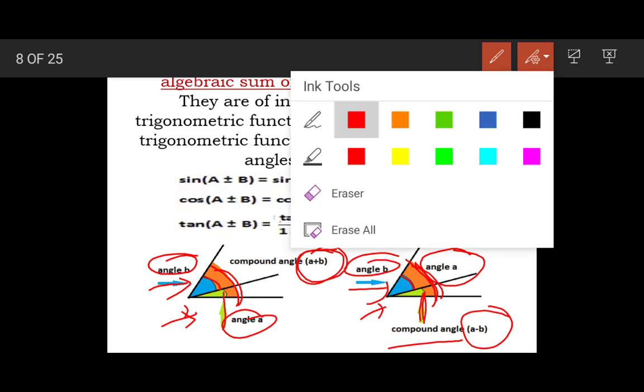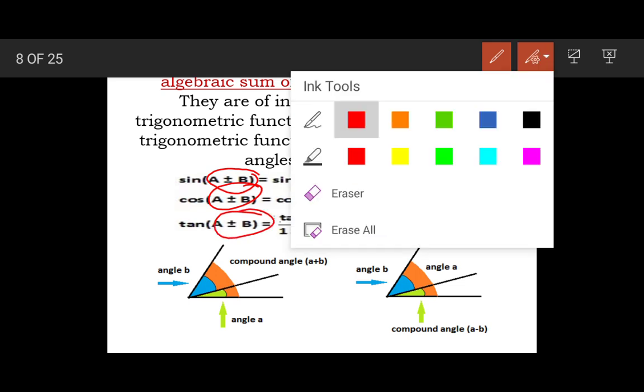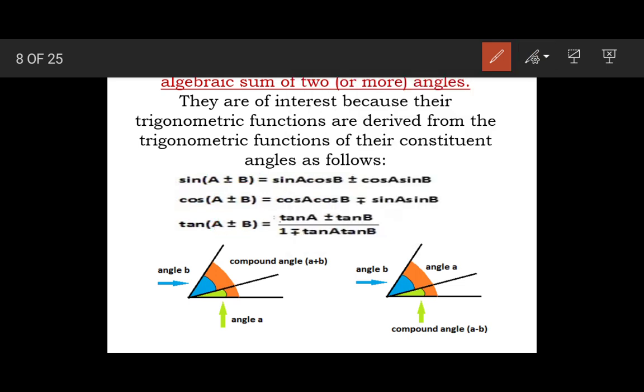So class, we are talking about A plus B or A minus B, as you can see here. Now let us see the trigonometric ratios for A plus B or A minus B. So first, sin A plus B.